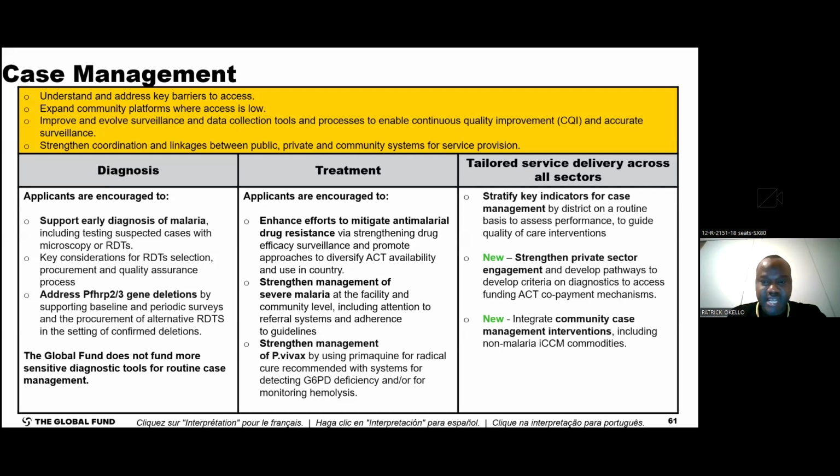So this is really important, and in the new strategy, we speak very strongly about strengthening the private sector where it's appropriate. And for iCCM or community case management, we have a big win in this cycle in that if resources are allowed, we encourage you to have an integrated package that includes together 2 diseases, pneumonia and diarrhea. And now we allow malaria funding to go to buy those commodities. Next slide.